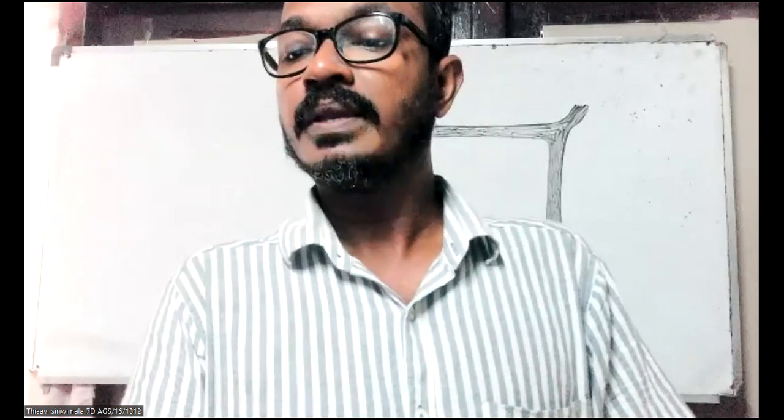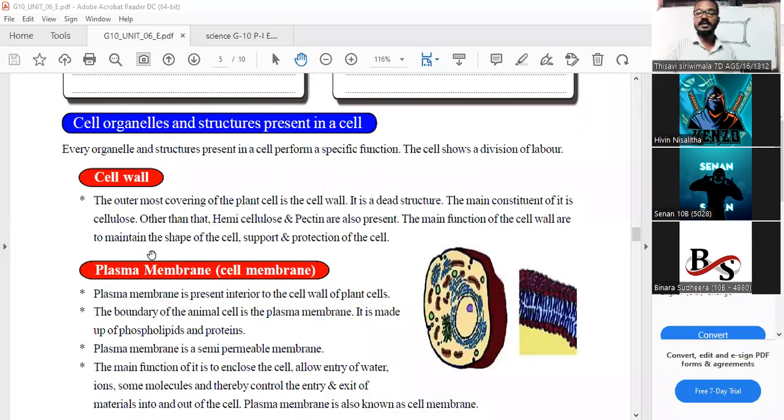Okay. Right. Then the second one, plasma membrane or the cell membrane. The next subtopic, plasma membrane or the cell membrane. Write the subtopic now. Plasma membrane or the cell membrane.